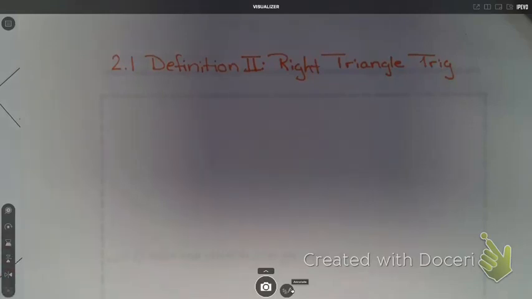So today we're going to start chapter 2. We made our unit circle yesterday. Keep it. Don't lose it. But again, it's an aid to make sure you're right. It is not a crutch.